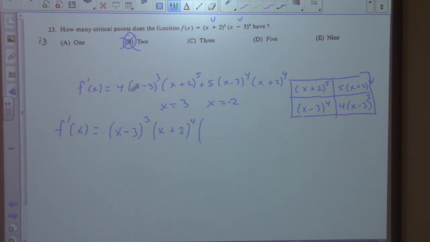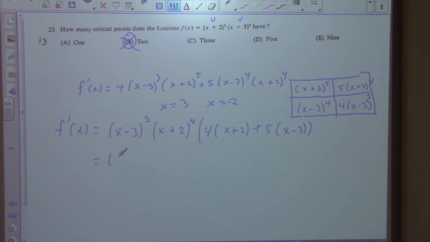Well, what we have left out of this is we have a 4, right? And then what do we have left here? We have 1 x plus 2, right? And then we have plus, and we factored out this x plus 2 to the 4th power and x minus 3 to the 3rd power. Well, that's factored out. What do we have left here? We're going to have 5 times 1 x minus x minus 3, right? And so now what we have to do is simplify all this, and we should get our other critical number in that manner.